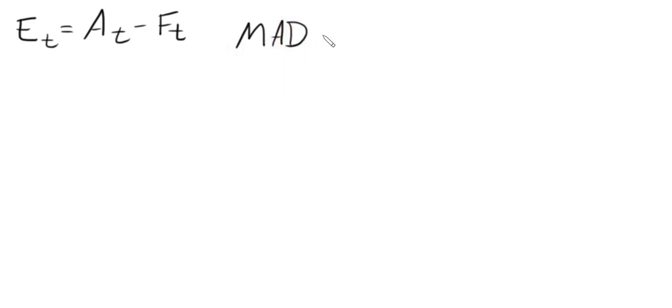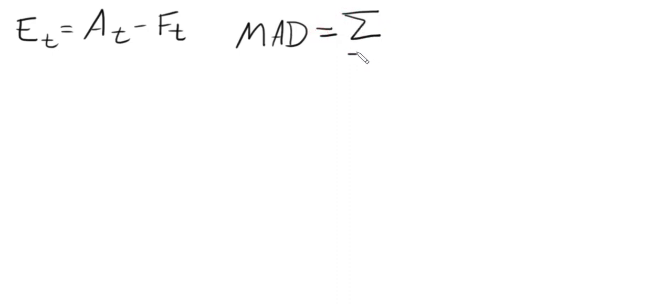So what we need to do each period is calculate the error for that period, which is the actual minus the forecast. And obviously that could be a positive number or a negative number depending on whether the forecast is bigger or the actual is bigger. So we get the error for each period, and then what do we do with that? Well, like we just said, one thing we can do is calculate the MAD over the whole series of data points.